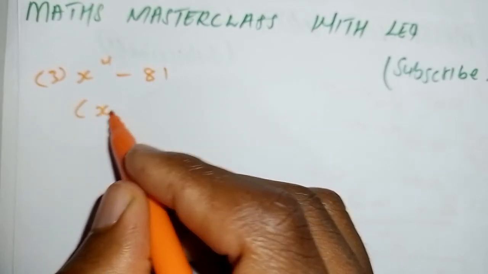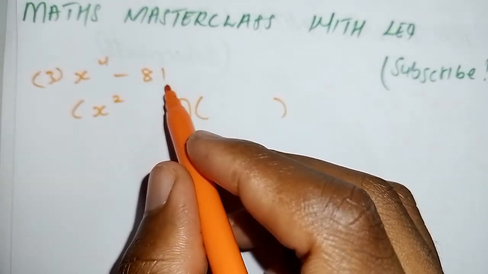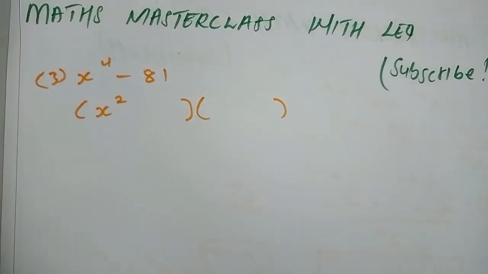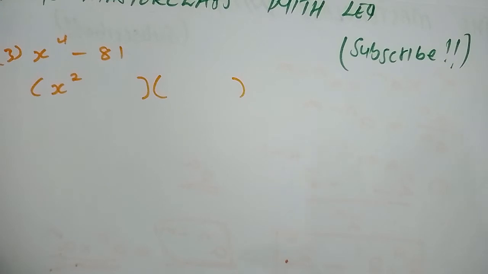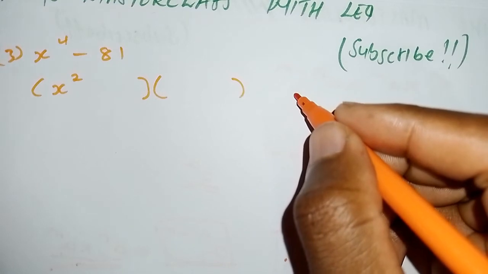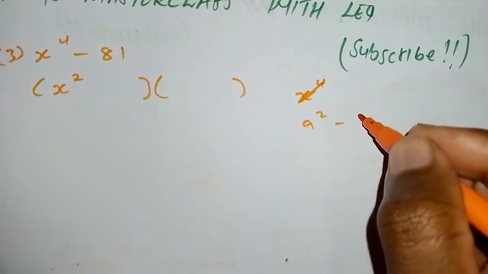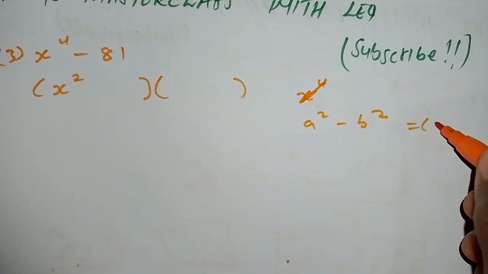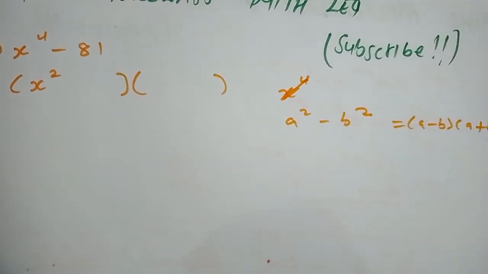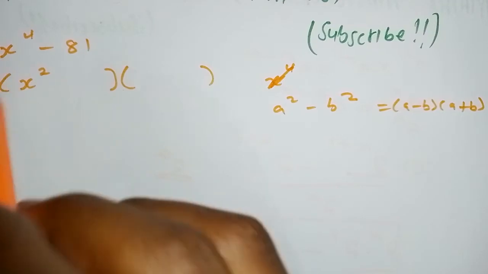Then you're going to have x to the power 2. Now remember, on our last lesson we did something like this: a to the power 2 minus b squared is equal to a minus b, a plus b, right? We did something like that on our last lesson. It's similar to this one.